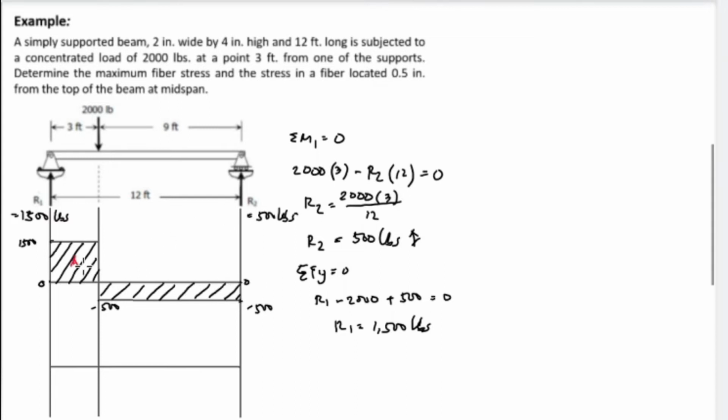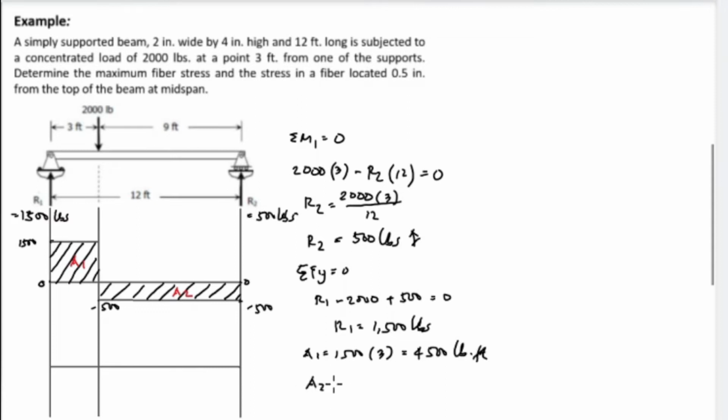Okay, so this one is A1, and another one is A2. And then solve for area 1 and A2 to find the value for moment. So area 1, the shape is a rectangle. So we have 1500, this one, and the length is 3 feet. So multiplied by 3 feet, 1,500 times 3 is equal to 4,500 pounds foot.